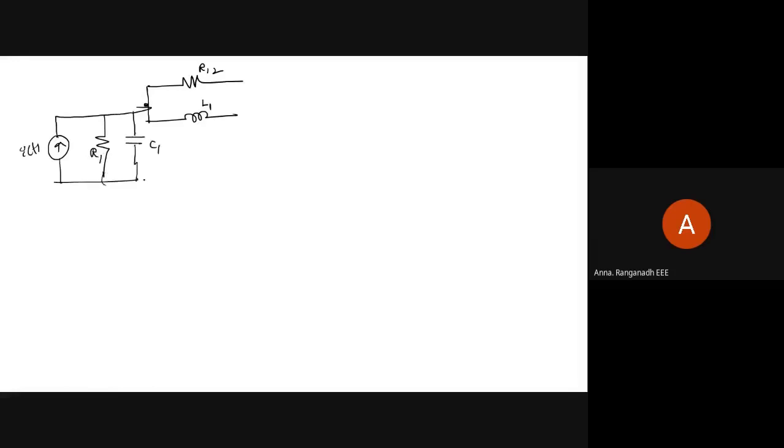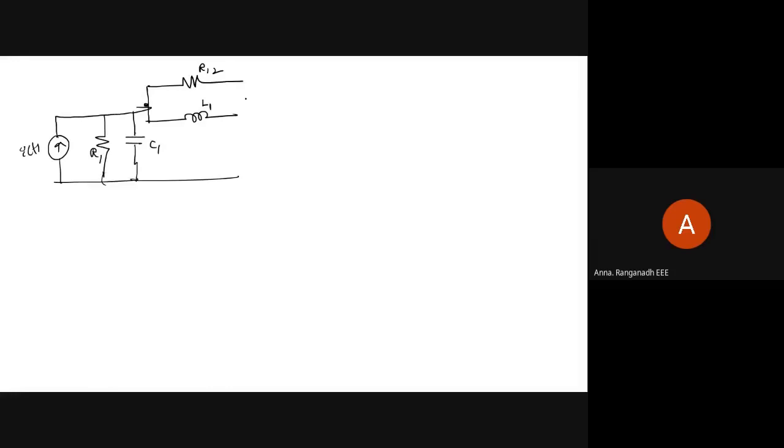So here we'll have node 1. At this node 1, there is one resistor, one inductor, which is L1, which is R12. Now here one current source, I of t, which is connected here directly, and one more resistance. This is nothing but R1. One more capacitance, C1, which is connected like this.